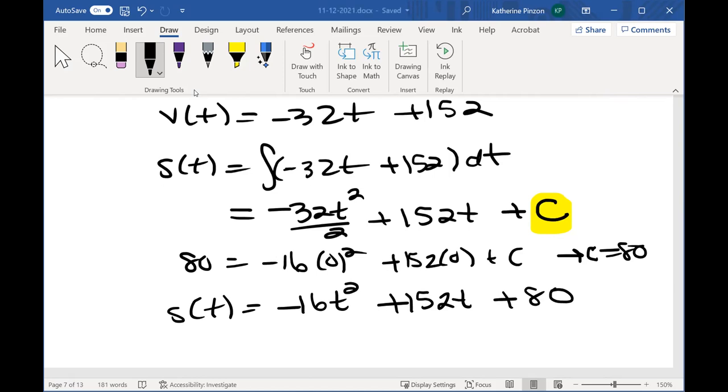Okay, part A and part B said, when does it reach the maximum height and what is the maximum height? So to solve that, I need to know what the picture of this function looks like, and I'm looking for what? The vertex, the maximum. So I'm going to graph this in Desmos, and I'm going to try to find the vertex.